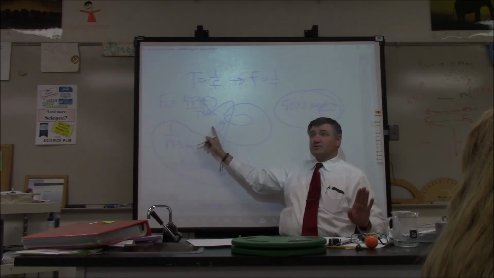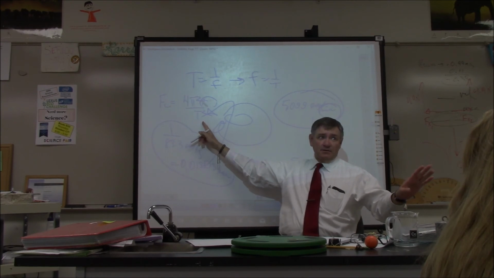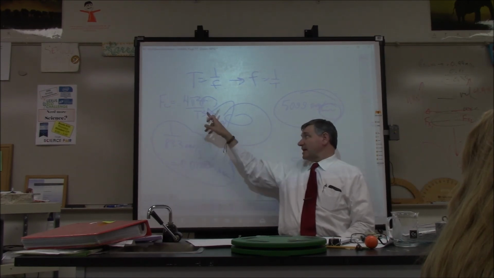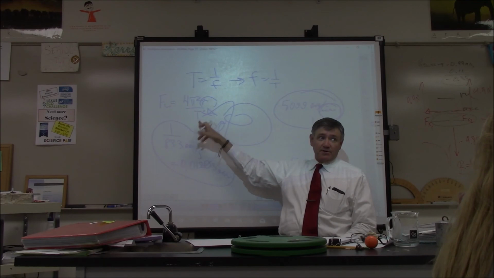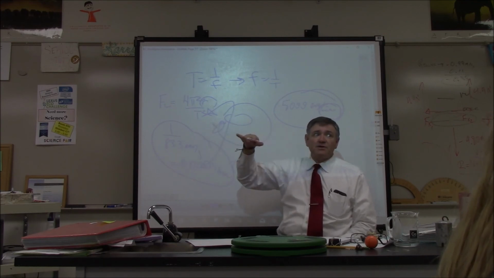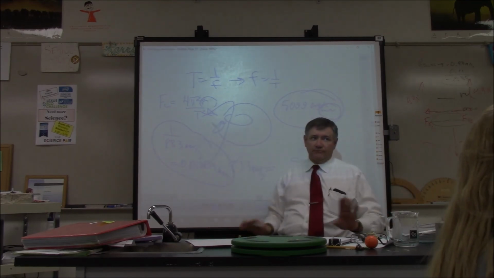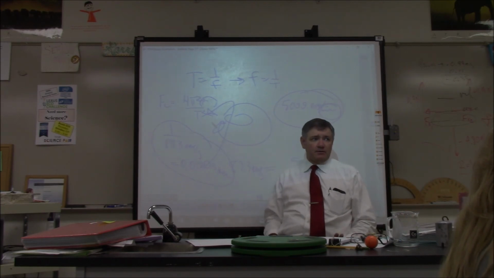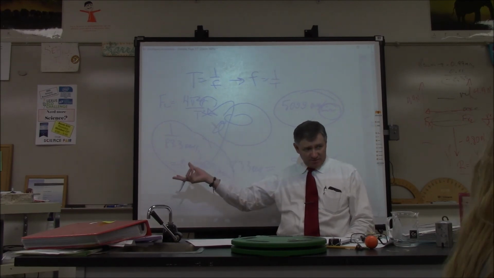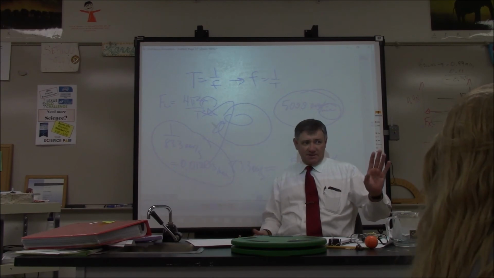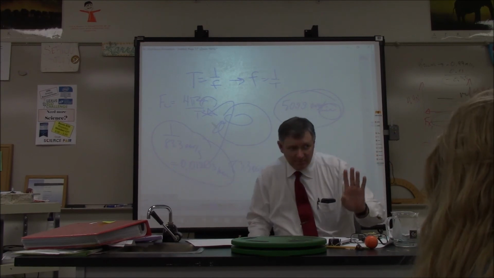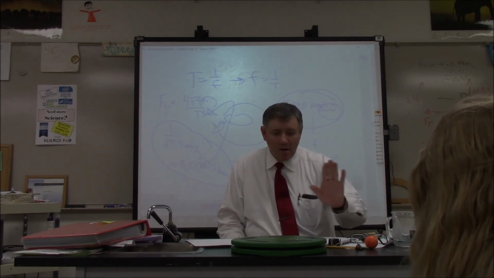Radius has nothing to do with time. So when you take the inverse of that, it only goes in here for period. Big T equals period. And that's the inverse of frequency. Does that make sense? Okay, we're good?